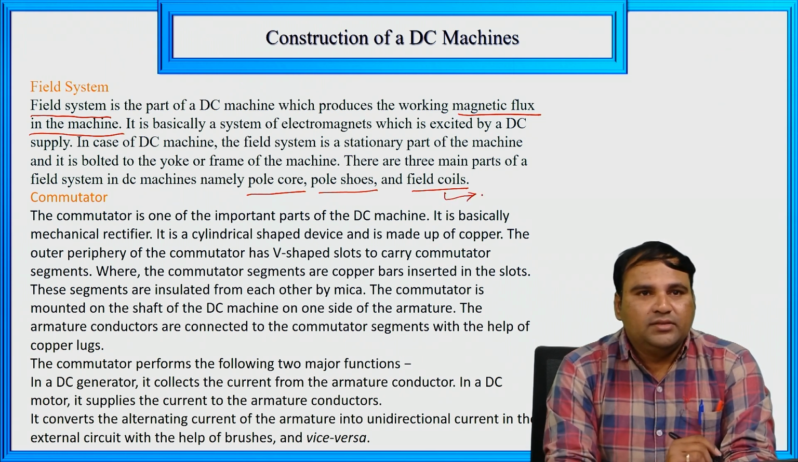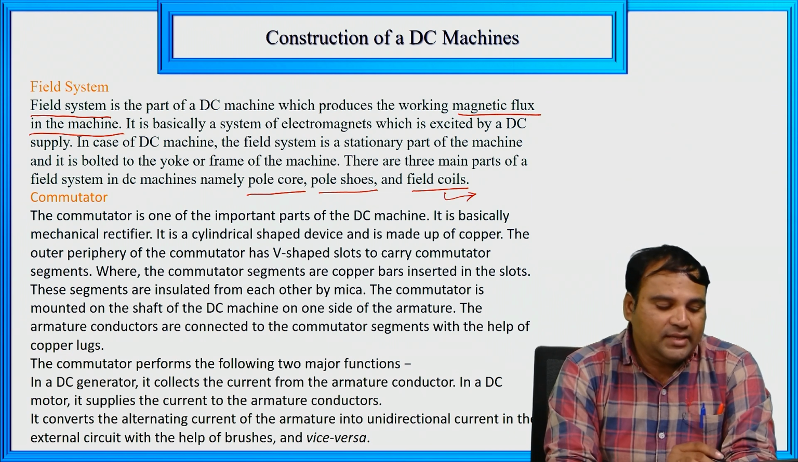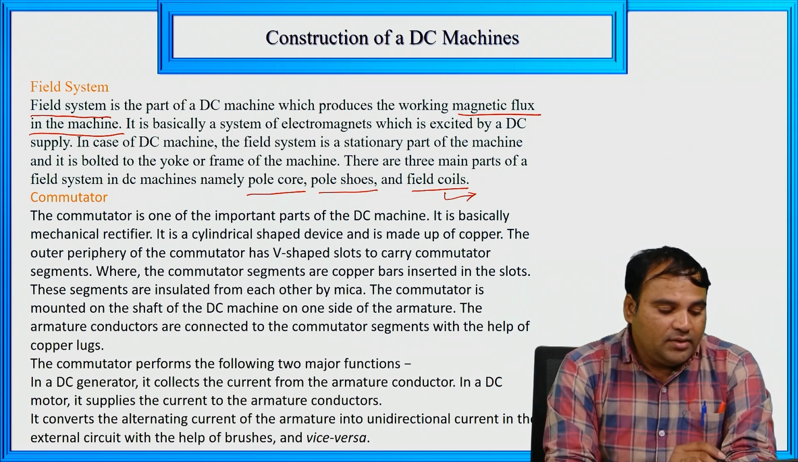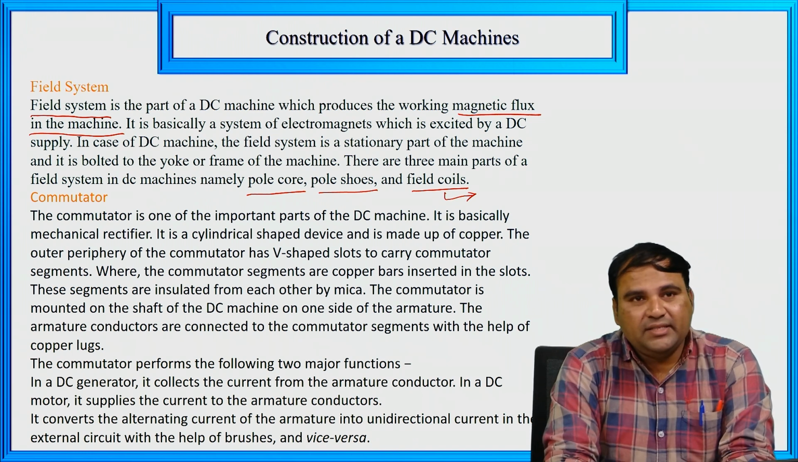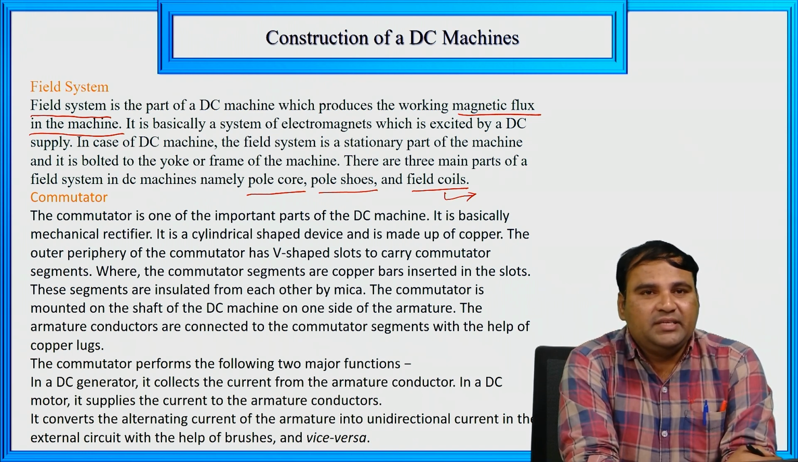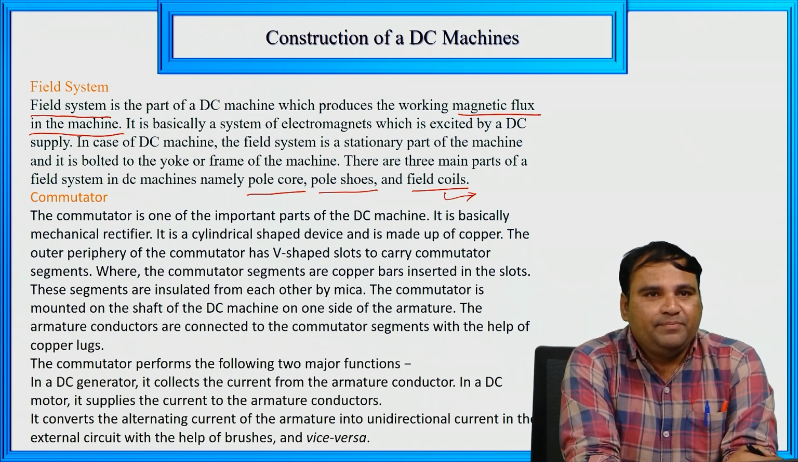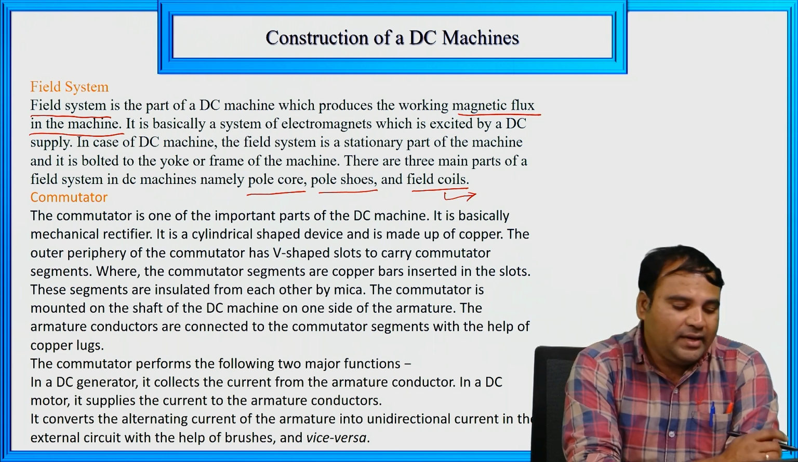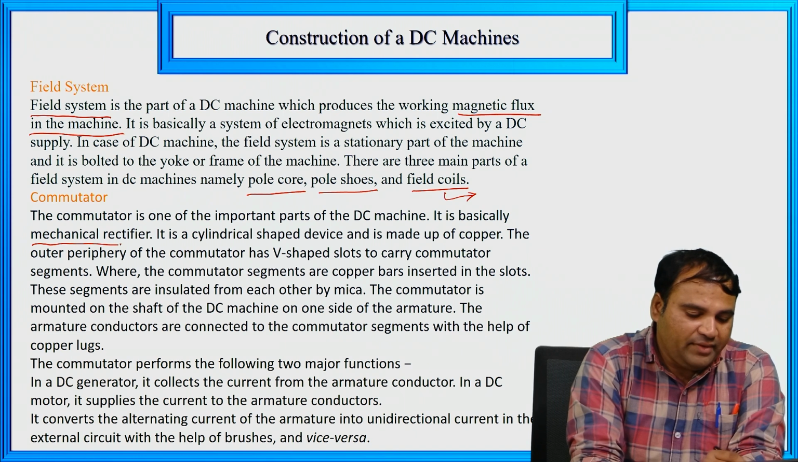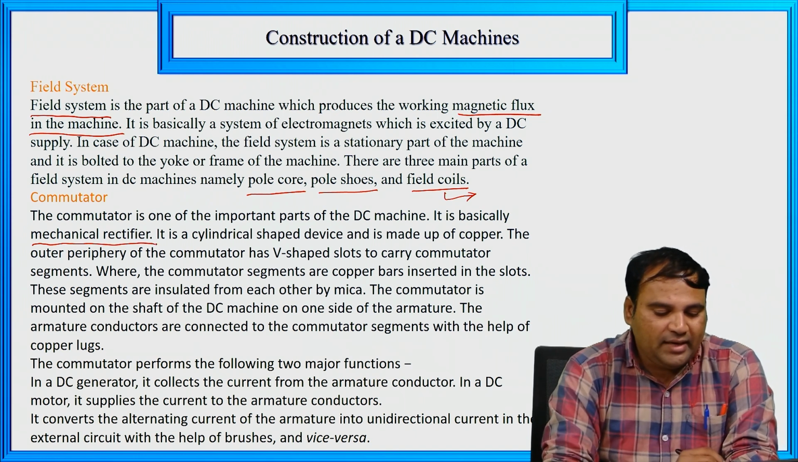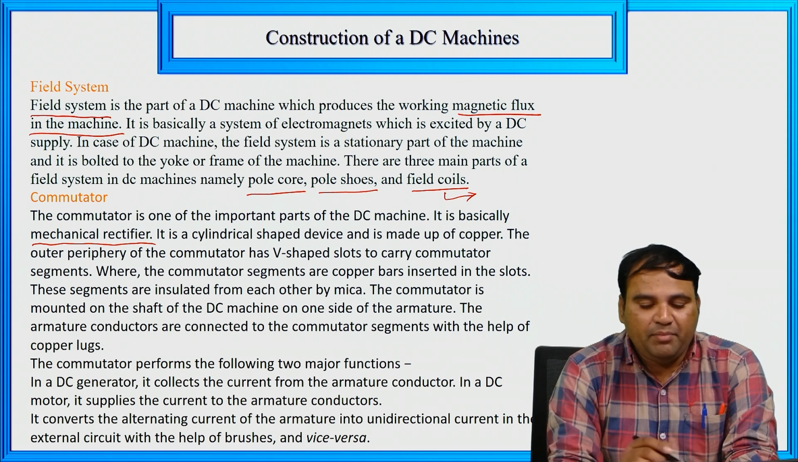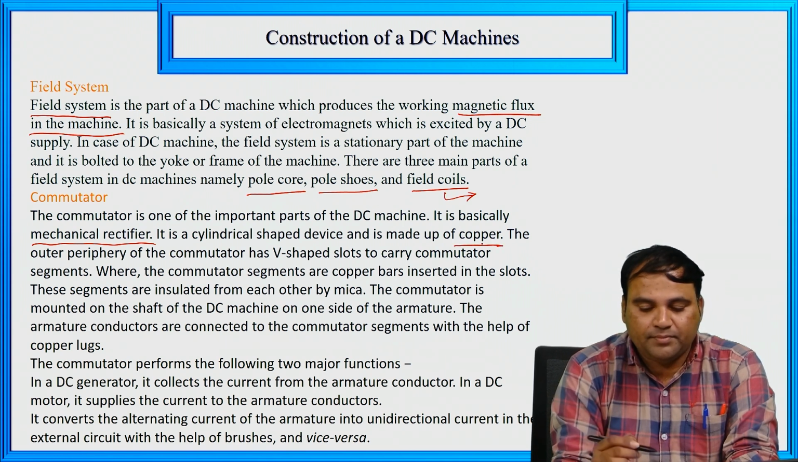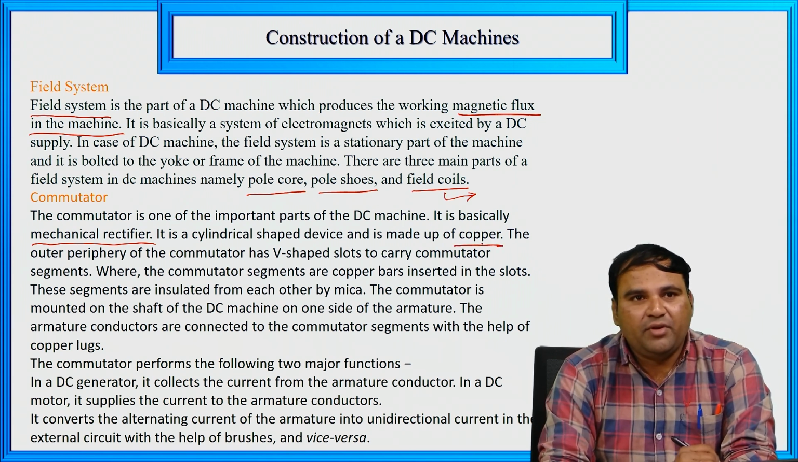Next, the commutator. The commutator is one important part of the DC machine. It is basically a mechanical rectifier, and we can call it a mechanical rectifier. It is a cylindrical shaped device and is made up of copper.